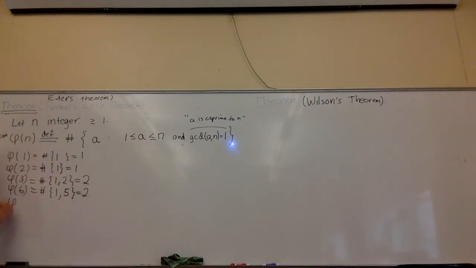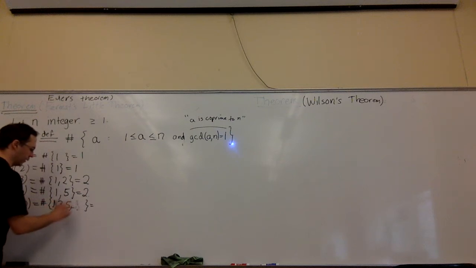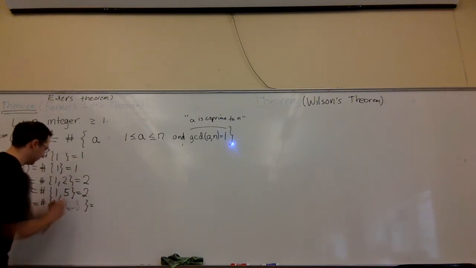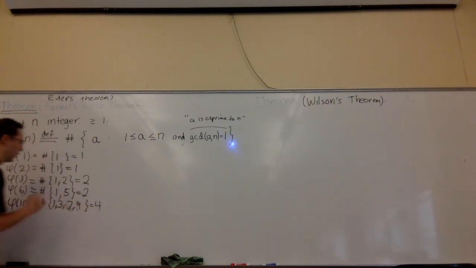Alright, so now let's do one more. Okay, what about up to 10? How many are there? 1, 3, 7, 9. Yeah, so you lose the even numbers. So 10 is 2 times 5, so you lose any multiples of 2 and you lose any multiples of 5, but everything else you get. So 1, 3, not 5, 7, and 9. So it's 4 of them. 1, 3, 7, and 9. And that's 4.